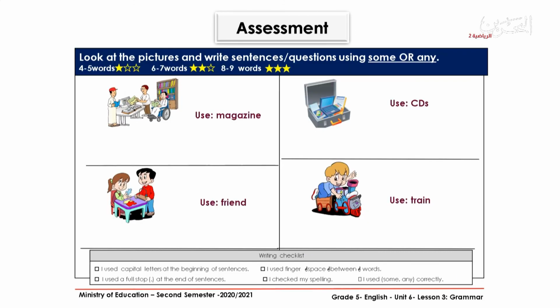You are ready now to write your own sentences using some or any. You can write sentences or questions. Look at the pictures and write your own sentences or questions. Take out your mini board and start writing. And don't forget to start with capital letters and end with a full stop. Also, you have to use finger space between words. You have to check your spelling and you have to use some or any correctly.